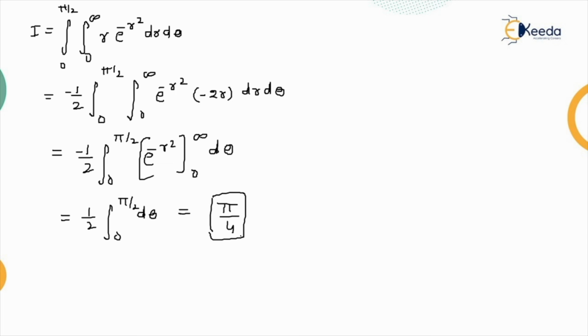Clear? So these kinds of questions you can easily handle with the help of a Jacobian and by converting Cartesian coordinates to polar coordinates. In the next video we will learn how we can apply the Jacobian methodology to triple integrations as well.